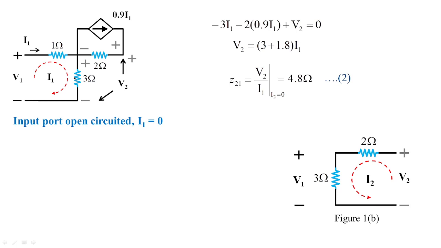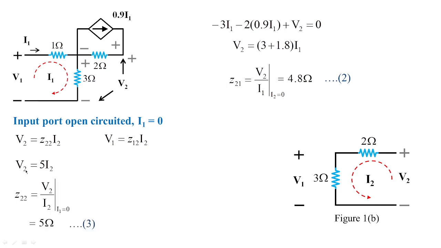Hence, I will be left with 3 and 2 connected to V2, and I2 is flowing into this circuit. So V1 is the measurement across 3 ohms, whose value will be equal to 3 I2. Overall, V2 is equal to Z22 I2 and V1 is equal to Z12 I2. So V2 by I2 at input current equal to 0 gives the value 5 ohms, whereas V1 is equal to 3 I2. So Z12 will be equal to 3 ohms.